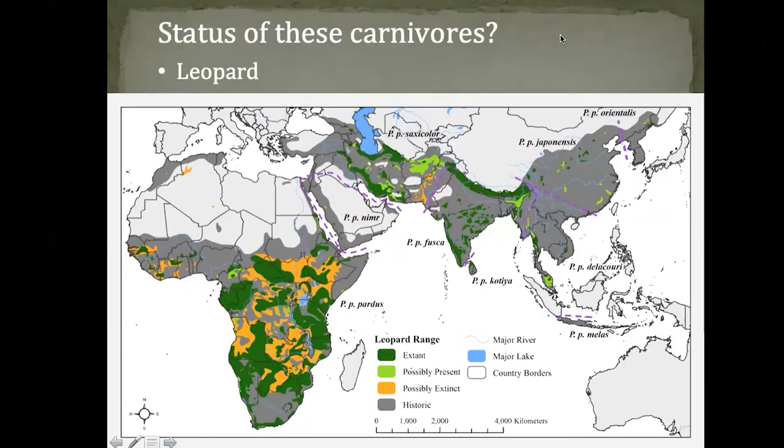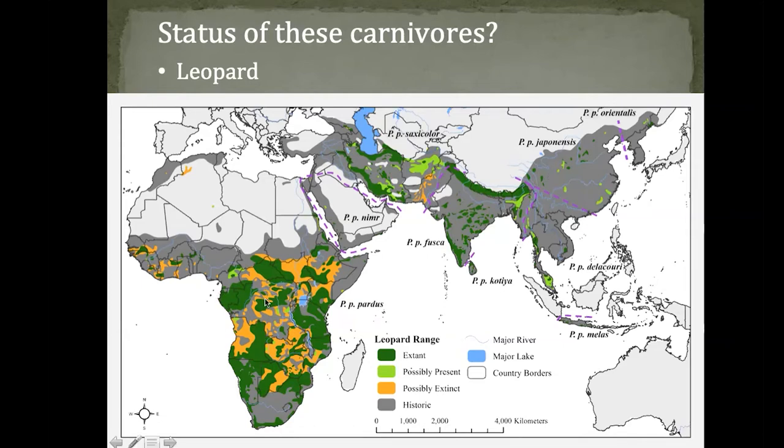So let's get into the conservation and status of these animals. Unfortunately, like a lot of wildlife, their historical ranges are much bigger than what they are able to exist in today. This is a leopard, as I mentioned. They are extremely successful and found all the way into Southeast Asia. And there are pockets of very rare subspecies, such as the Arabian leopard, which is believed to be extinct in the wild, although there are captive breeding projects to try and reintroduce them.